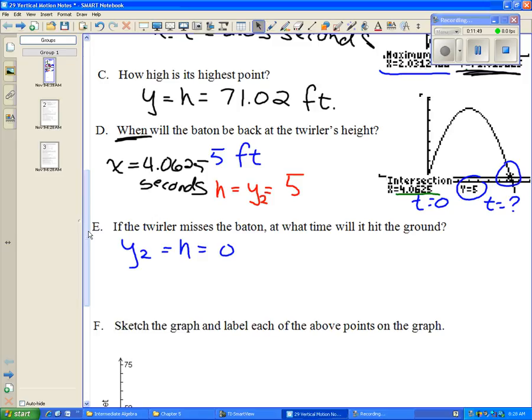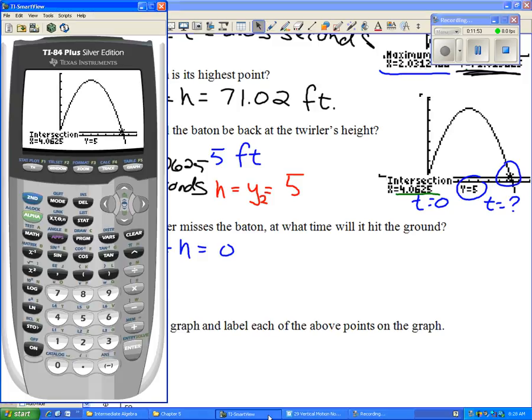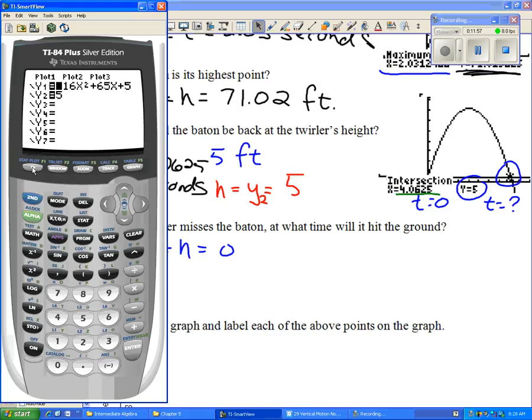I can technically choose the height to be anything I want and find what that time is, but right now I want height to be 0. So I'm going to go back to my calculator. I'm going to hit y equals, change y2 from 5 to 0, and graph this again. And I don't see that second line. Realize that second line, 0, is the x-axis going back and forth right here.